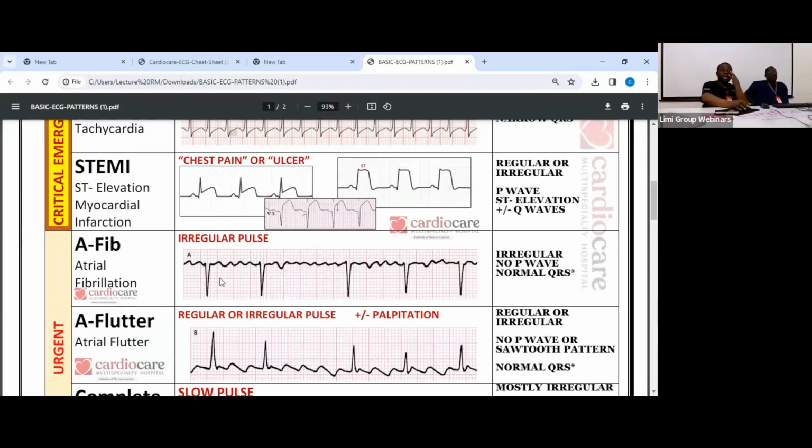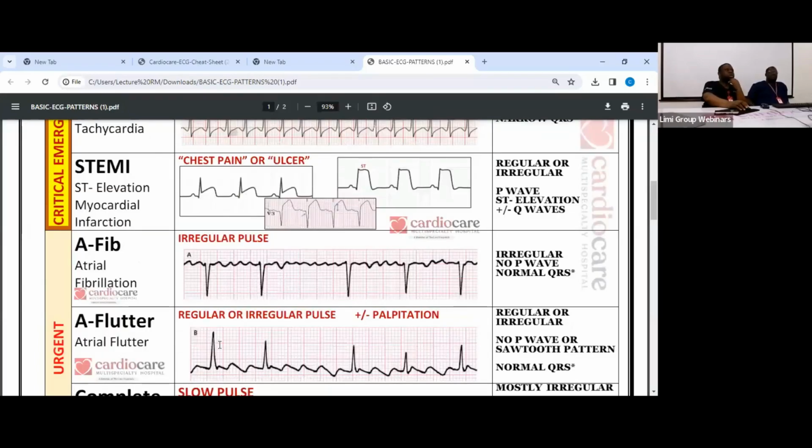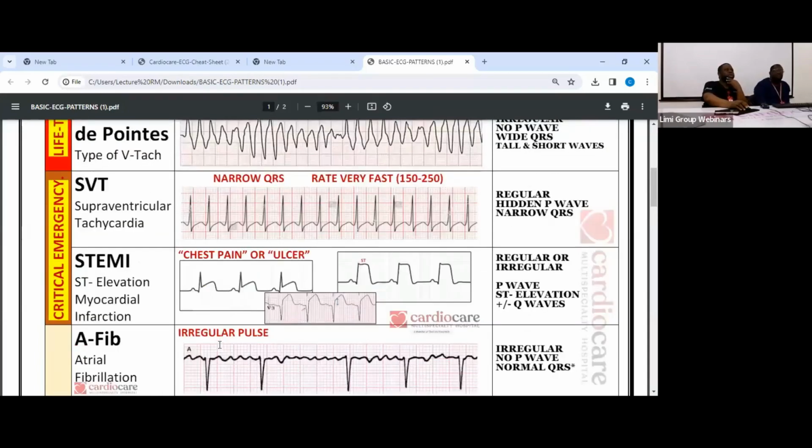Atrial fibrillation and atrial flutter and complete heart block are urgent. They may or may not be emergent, depending on the clinical condition, but they are urgent. You need to intervene to prevent stroke, to prevent a lot of things. What we typically do for atrial fibrillation is we try and convert the rhythm by giving them a shock or some drugs. Or if you cannot convert the rhythm at all, we slow it down and we give certain drugs to prevent stroke.